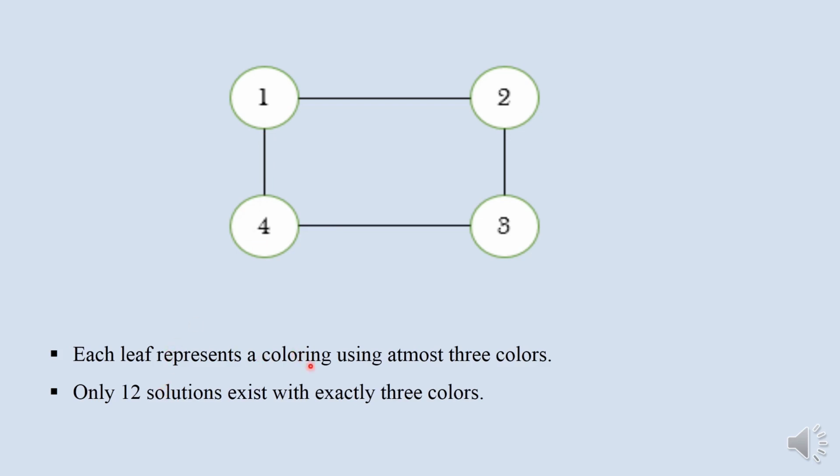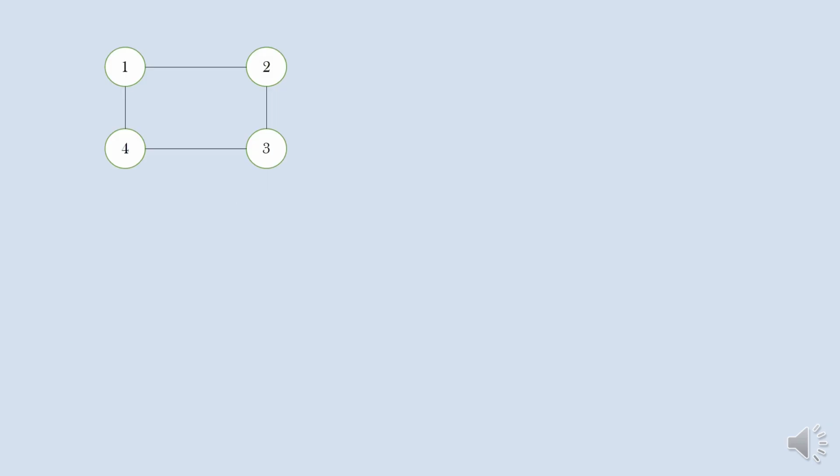Each leaf in the state space tree which we are going to construct next will have at the most 3 colors. Only 12 solutions exist with exactly 3 colors for this given graph. Let us construct the state space tree.